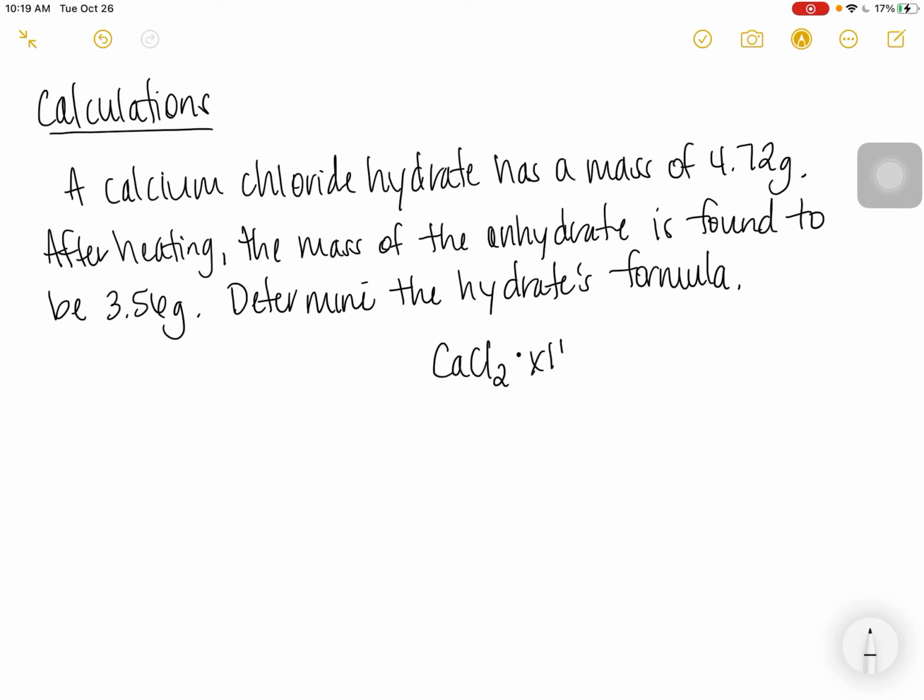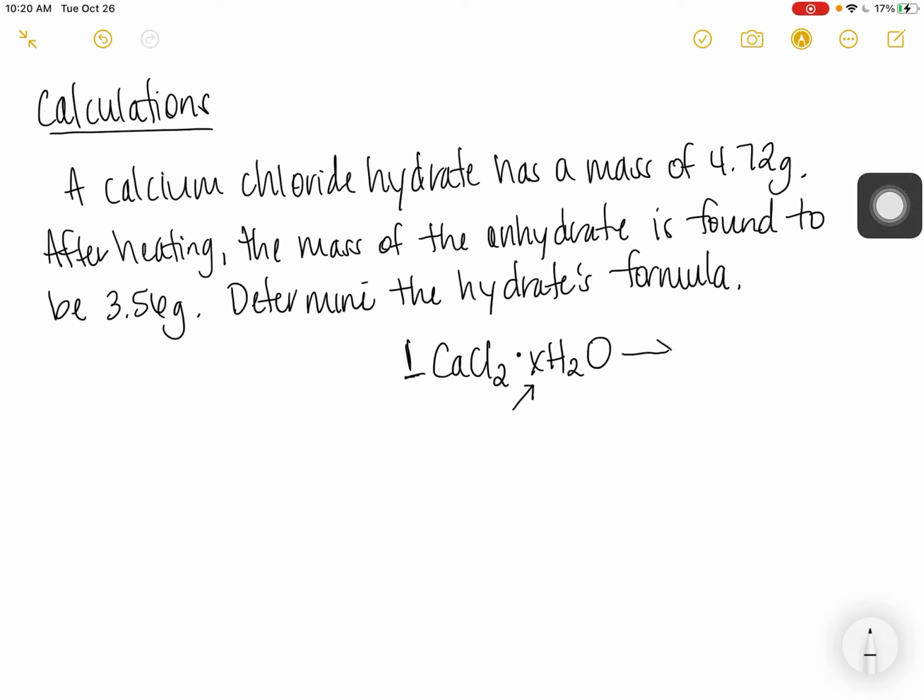I know it's a hydrate, but I don't know this number, okay? And so obviously the goal is to figure out X. Let's talk about what X is for just a minute. X is a ratio of how many water molecules there are to 1 calcium chloride, okay? So X could be 1, it could be 2, it could be any whole number up to 10, all right? So that's what we're trying to find here.